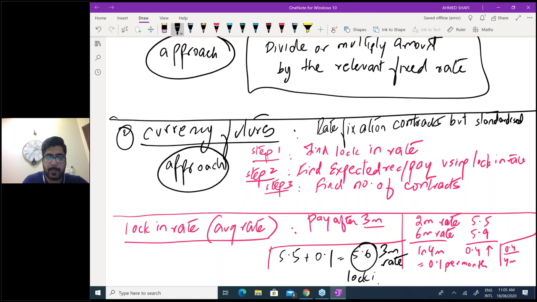This is called the lock-in rate. Repeat: you want to pay after 3 months, so you need a 3-month rate. When you go to the offer of the contract, he's saying a 2-month rate of 5.5 and a 6-month rate of 5.9. We need a 3-month rate.